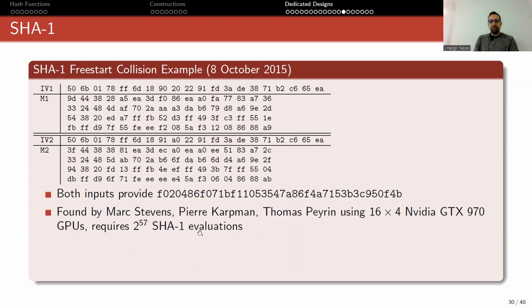This was found by Marc Stevens and his team, Pierre Karpman and Thomas Peyrin, using just 64 GPUs. And at that time, these GPUs, GTX 970, were very price-performance efficient. And they performed around 2 to the 57 SHA-1 evaluations, I think in a few months.